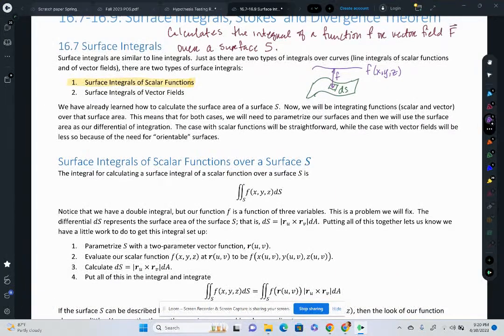So when we work with the surface integral of a scalar function, things are going to be pretty straightforward. And when we start working with the surface integral of a vector function, we're going to have to worry about this thing called an orientable surface. But we'll talk more about that when we get there. For now, we're going to be integrating a function f of x, y, z over some little bits of surface area. So d big S is the differential of surface area.